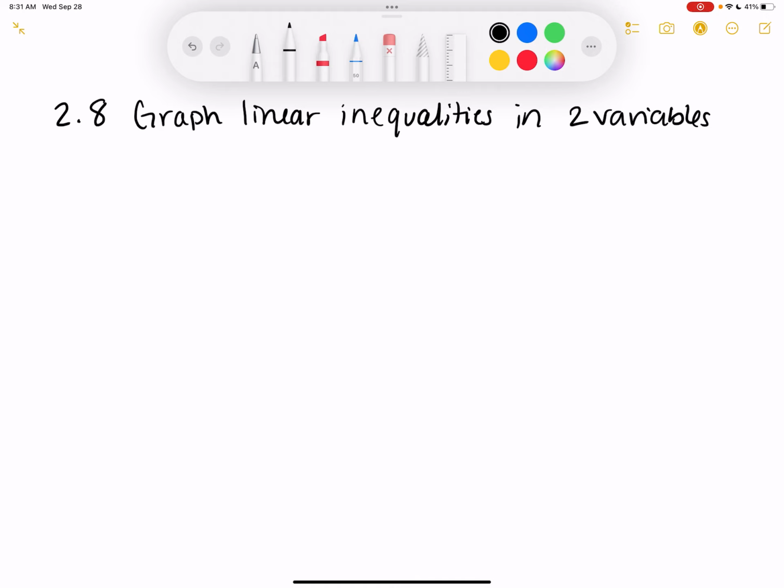These are the problems that are less than, greater than, or less than or equal to, greater than or equal to. If you just have less than or just greater than, is it going to be solid or dotted? And if it's the or equal to? Solid. And then we shade in the direction of the opening.